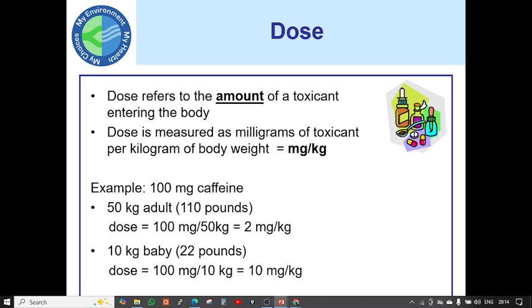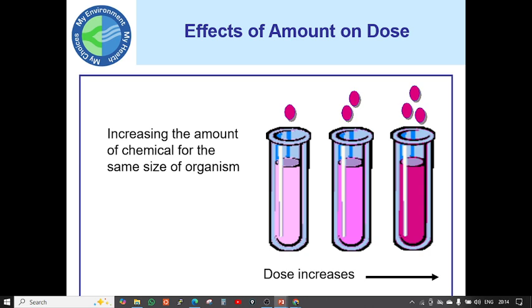Similarly, for a child, if it is only a 10 kg child, then 10 mg per kg is the dose for the child. So, effect of amount on dose: increasing the amount of the chemical, for the same size of organism, will increase the dose.